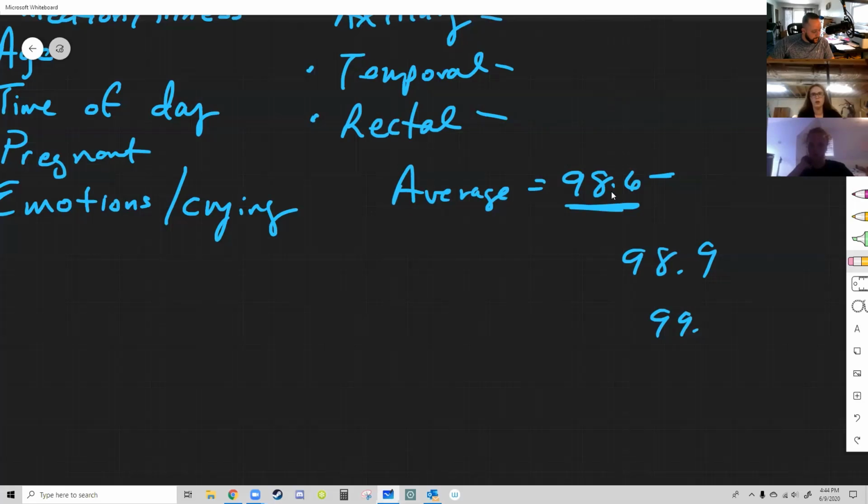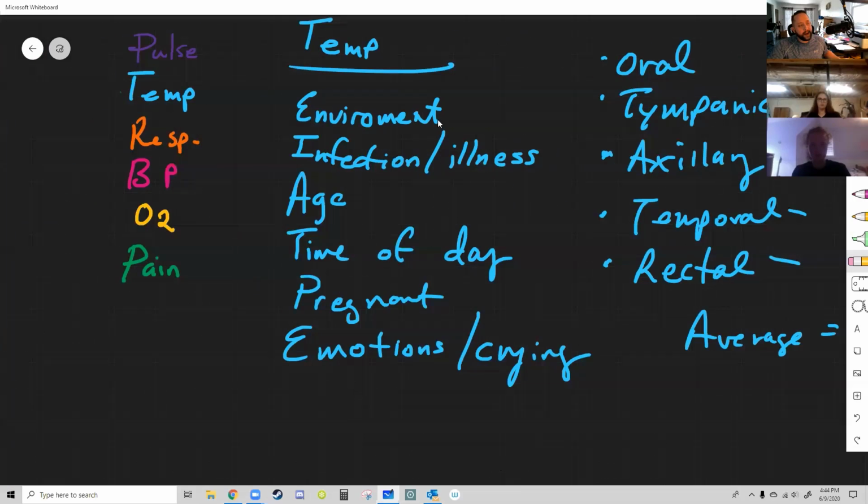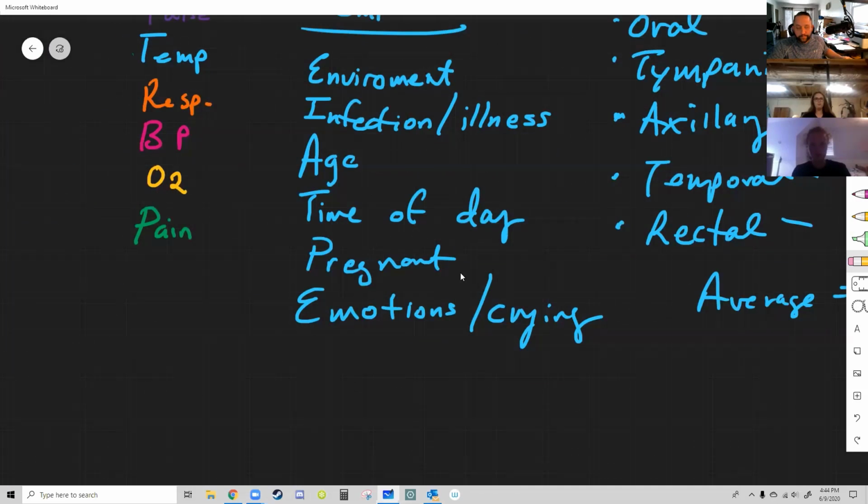On the test, if that was a question, would it be 98.6 or 99? 98.6. Let's just go with what this book says. The book doesn't really get into it too much, but it does talk about how your temperature can fluctuate with the time of day and some of these factors going on here. But I don't think it even gets into what's a fever or not.